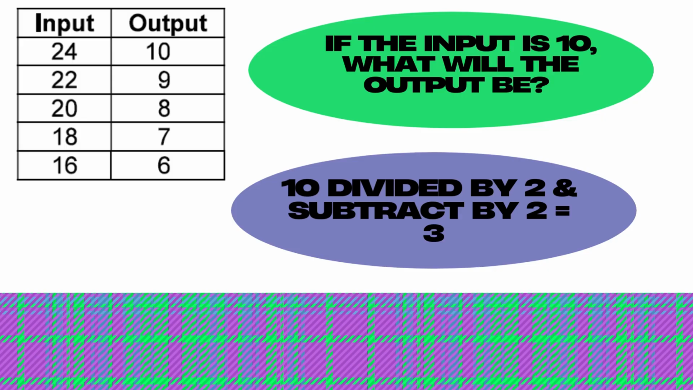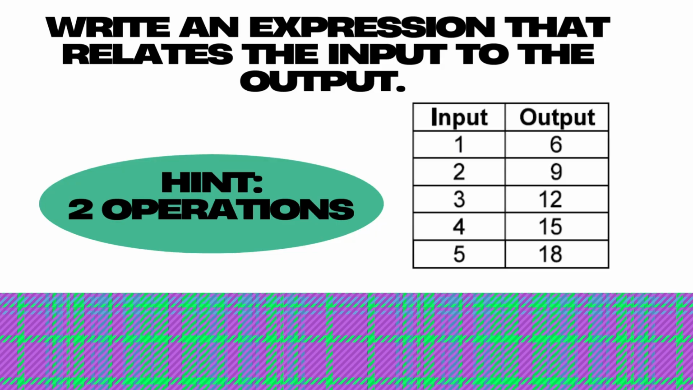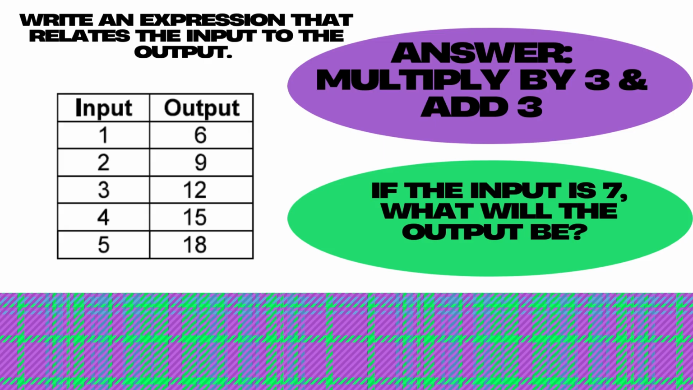Great job, everyone. For the next question, you need to write an expression that relates the input to the output. And there are 2 operations for this one as well. For the answer, you would need to multiply the input by 3 and then add 3 to obtain your output. Now, if the input is 7, what will the output be? Remember to follow the pattern rule for relating the input to output. Pause the video to give yourself time to answer, and then rejoin me when you have it.